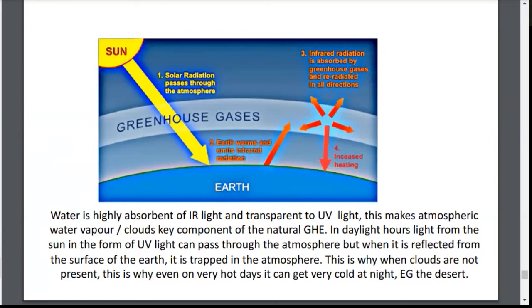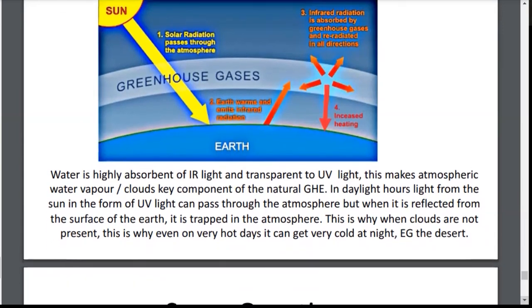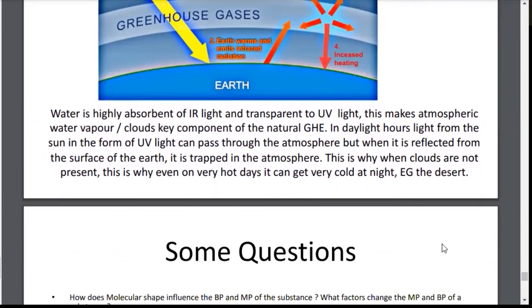It also means, in daylight hours, light from the sun in the form of ultraviolet radiation can pass through the atmosphere, but when it's reflected from the surface of the Earth, it's trapped in the atmosphere, and the heat is then pumped out in all different directions. Apologies for that. This is why, when clouds are not present, even on very, very hot days, it can get really, really cold at night, even in the desert. And that is really it.